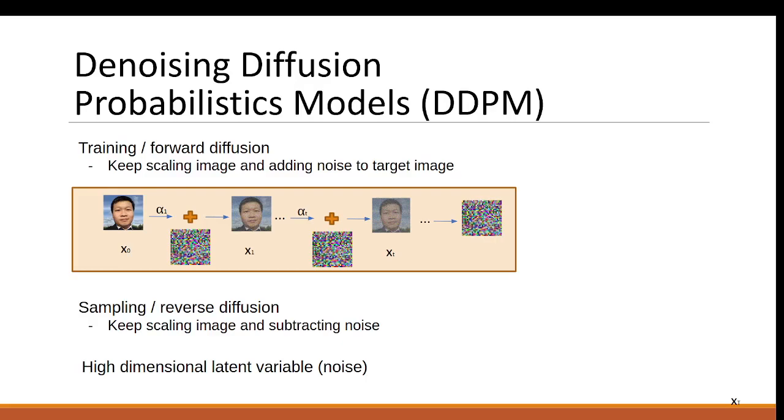But then how do we generate images? We do the reverse. We call it reverse diffusion, or we call it sampling or inference. We start from the right. We create a noise, we use a Gaussian noise, and then we move backwards.